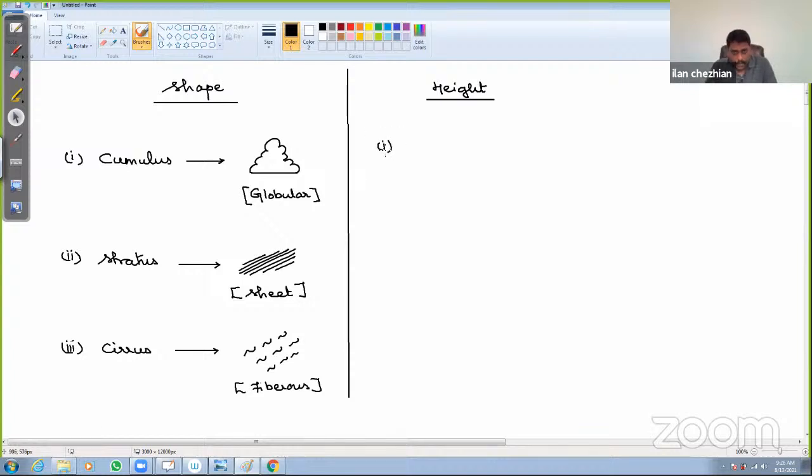Number one, all the clouds which are, say for example, very close to Earth's surface, or in lower altitude, you call them as what? Low altitudinal cloud. So how low is it, if you ask me? All the clouds located at a height of 2.5 kilometers and below, you call them as low altitudinal cloud. Clouds located between 2.5 and, say for example, 6 kilometers, we call them as what? Mid altitudinal cloud.